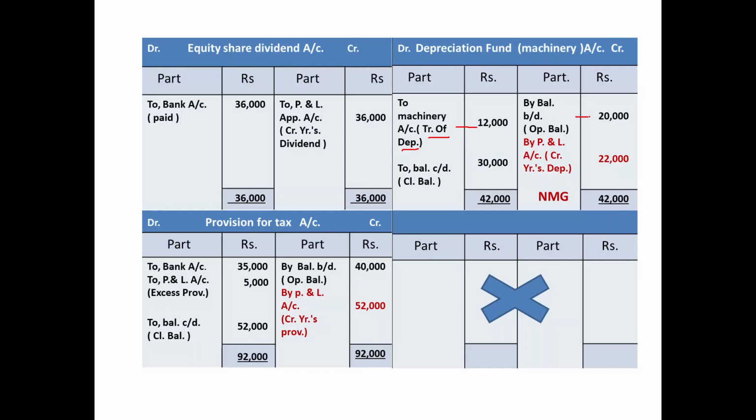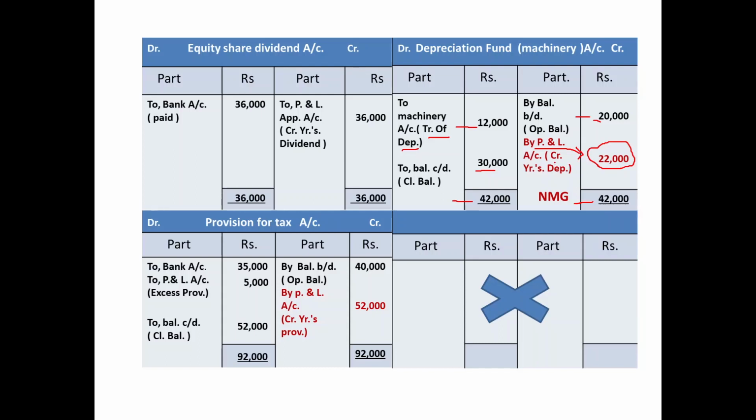Opening balance in this account given in the balance sheet 20,000. Closing balance 30,000. Total of debit side 42,000. Put it on the credit side 42,000. And we are getting a balancing figure of rupees 22,000 on the credit side. This must be the current year's depreciation on the machinery.